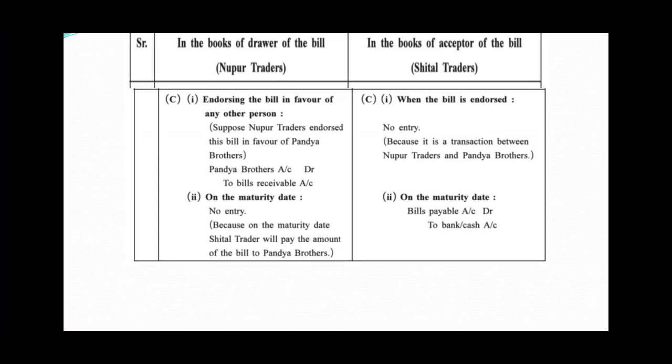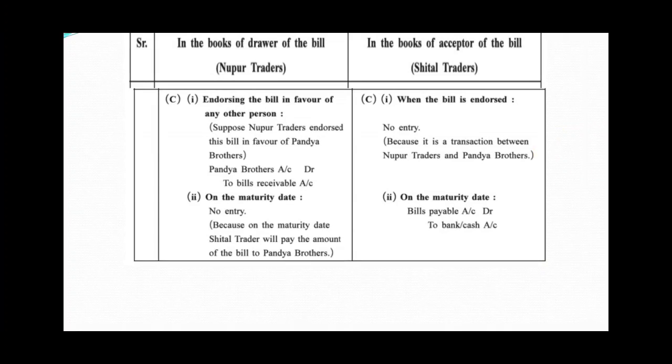Okay friends. Now on the day of maturity, who will pay? Obviously Sheetal, who is drawee or debtor, and who will receive? The endorsee, that is Pandya brothers. So it will be a transaction between Sheetal Traders and Pandya brothers. So no entry in the books of Nupur Traders. So in the books of Nupur Traders, no entry on maturity, but in the books of Sheetal Traders, the entry will be bills payable account debit to bank/cash account.